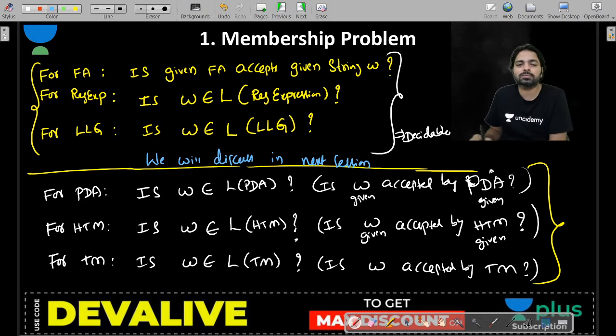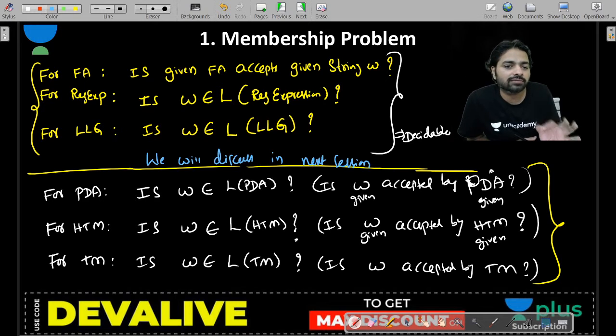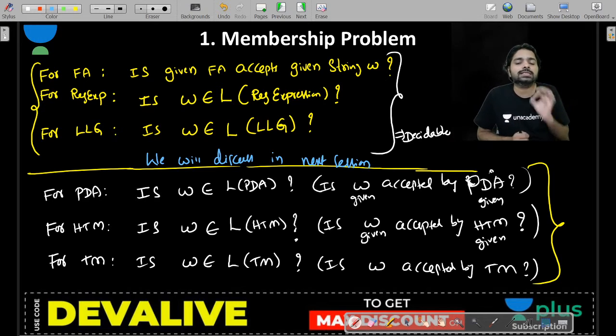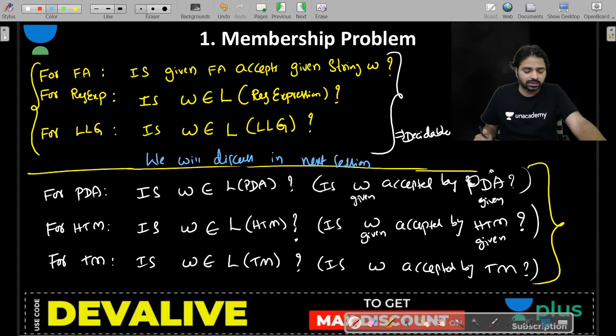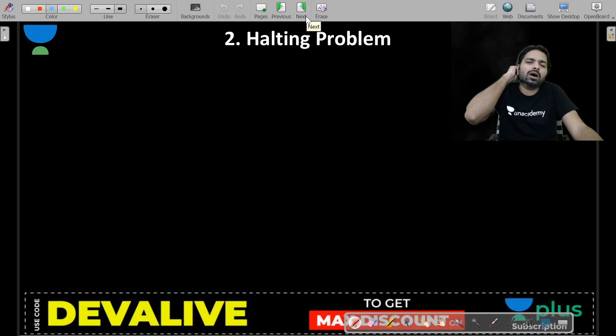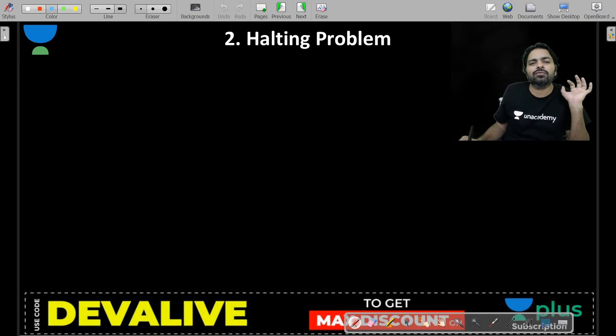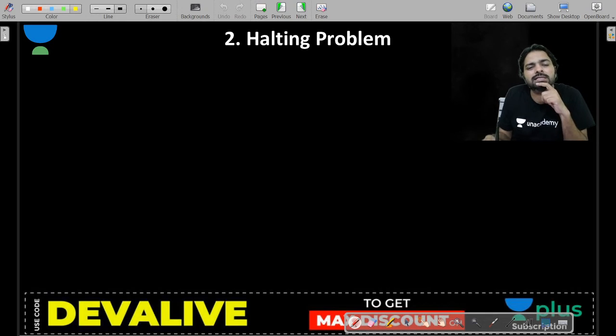About the following problems, my focus is only on finite automata, to explain each decision property. Okay, let's move on to the second property. There is another one, the halting problem. What is the meaning of the halting problem? How do you apply this problem to finite automata?